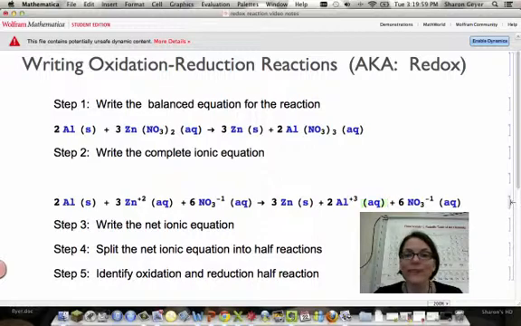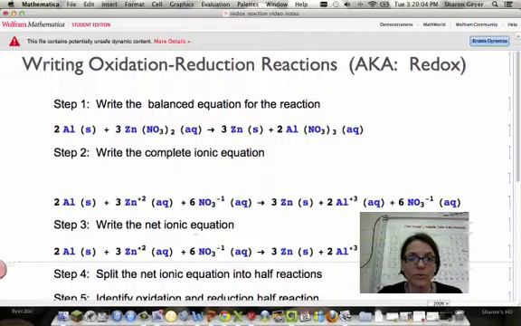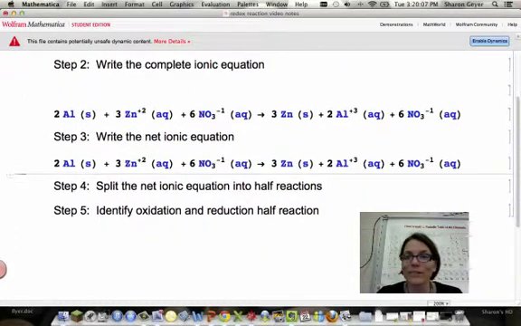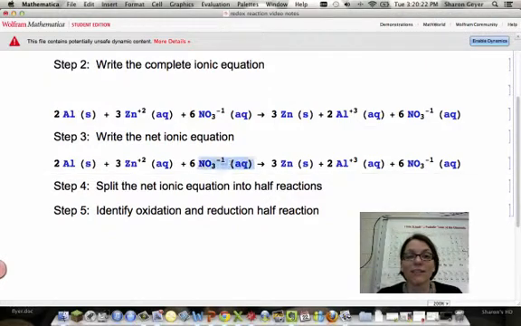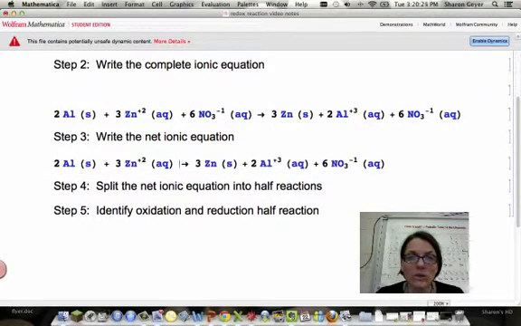Okay, the next step, write the net ionic equation. I'm going to copy what I have from step 2, and I'm going to paste it here. This step is really easy. For the net ionic equation, we're going to simply remove the ions that are identical on both sides. So if you look over this reaction, you'll notice that there's 6 nitrate ions as a reactant and 6 nitrate ions on the product side. So I'm going to literally just delete those. There they go. And what's left is what we call the net ionic equation.